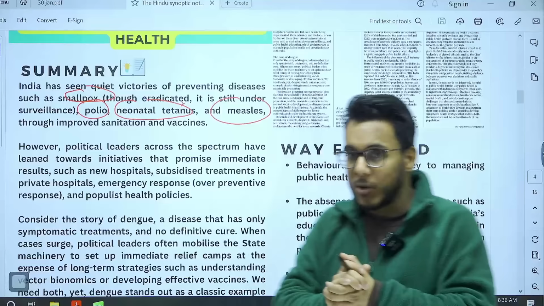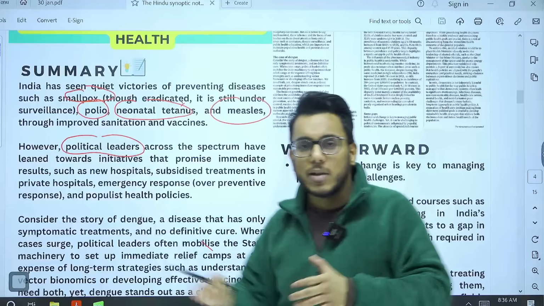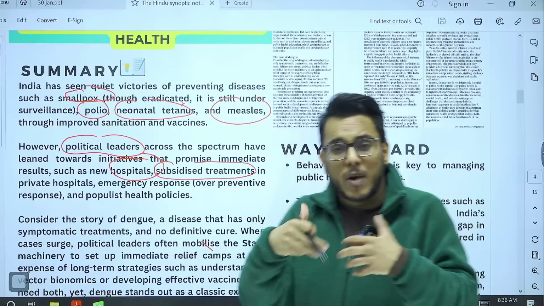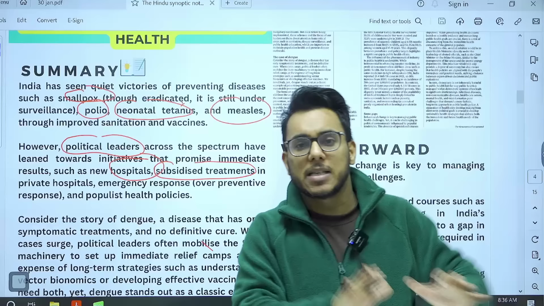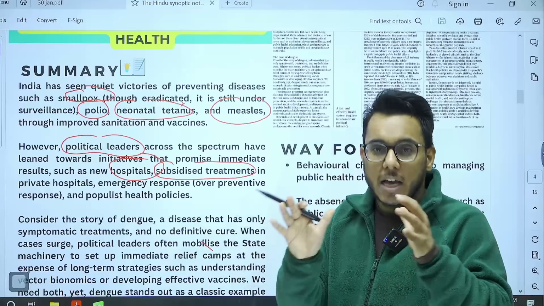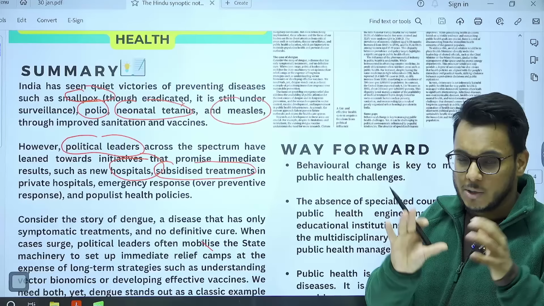Now, when we talk about political leaders, often in order to improve health, they announce that they will come up with new hospitals. Sometimes subsidized treatments are announced. Sometimes it is provided that even in private hospitals you can avail this particular test or treatment. So largely big-ticket expenditure schemes are announced by the government in the name of health. But politicians forget that basic sanitation and cleanliness can also improve health to a considerable extent.